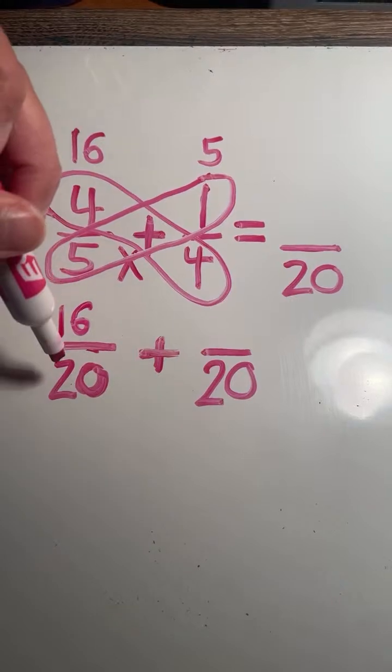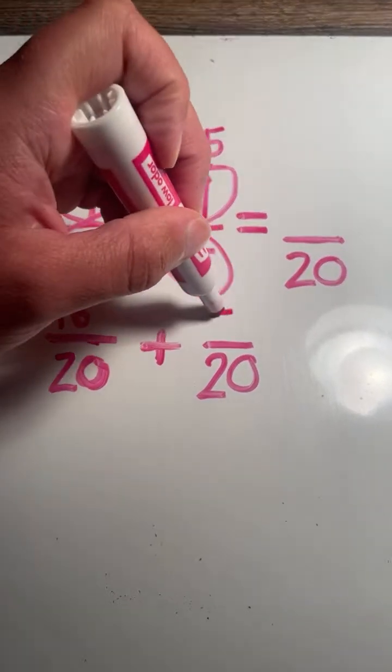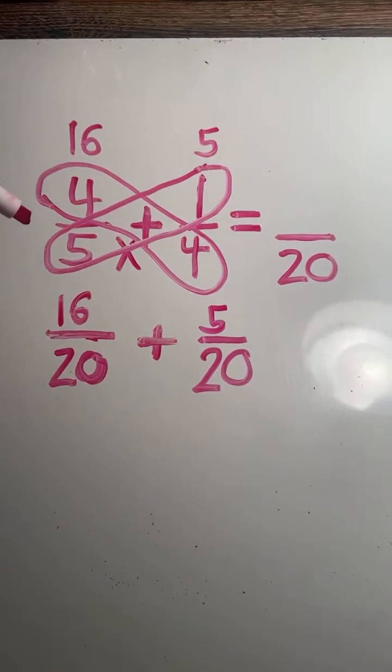So 4/5 has been converted to 16/20. 1/4 has been converted to 5/20. And now we can add.